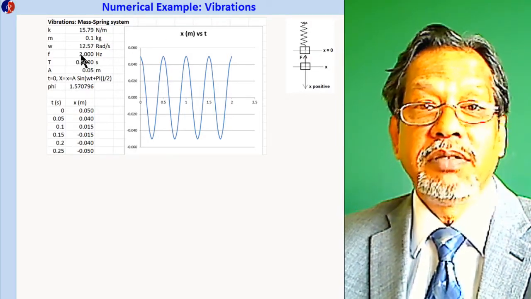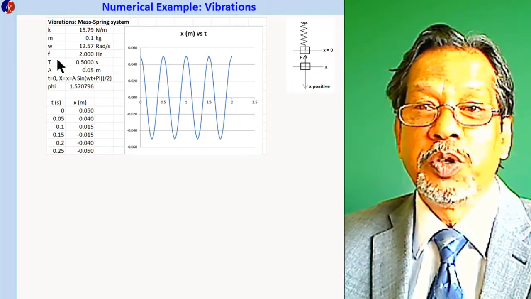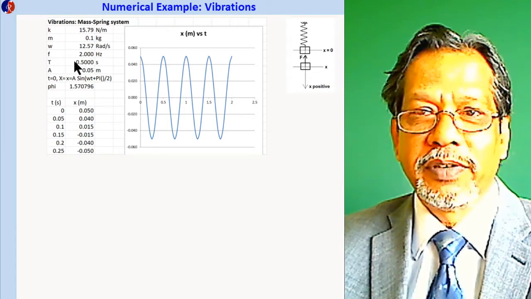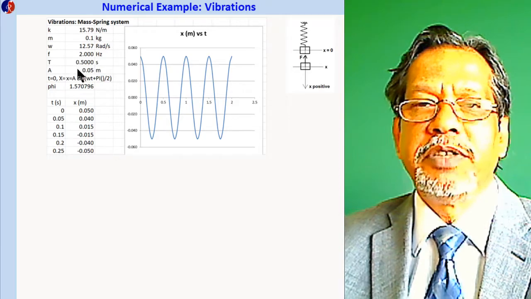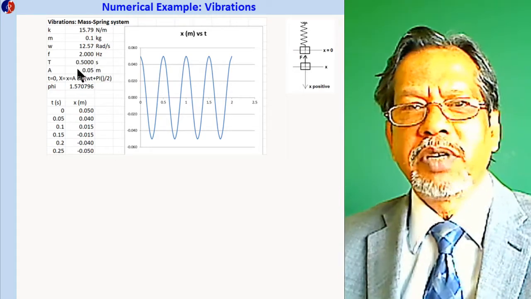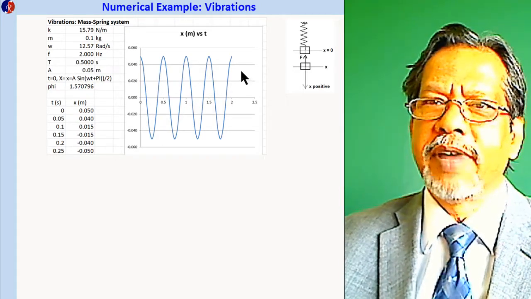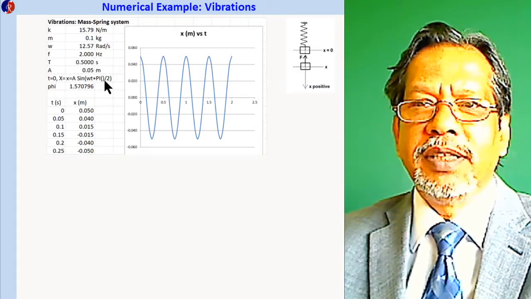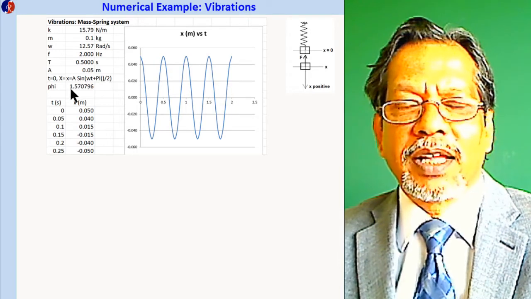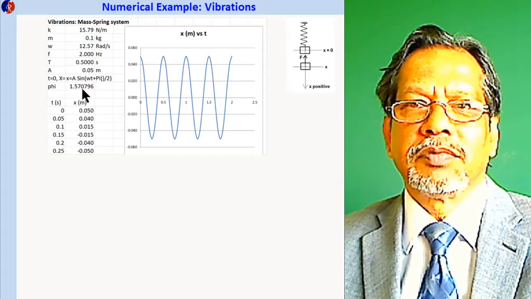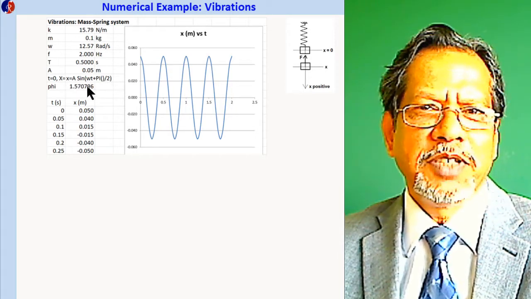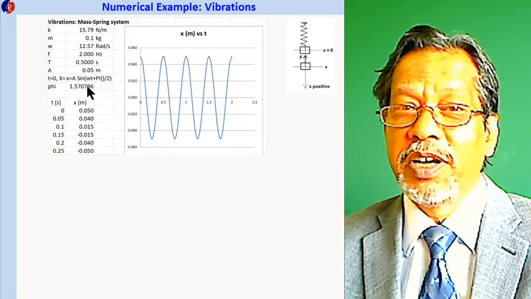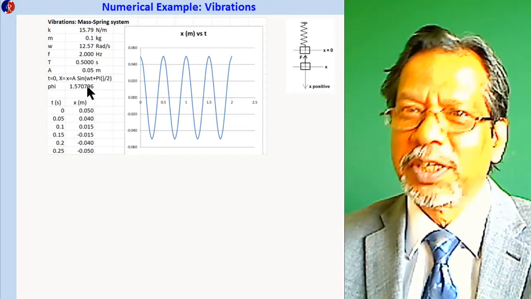Calculate the frequency, omega divided by 2 pi. Time period, 1 over f. Amplitude is how much displacement you're giving. Let's say we're giving 5 centimeters, 0.05. At time 0, plug in the values, calculate the phi. This number is important. What is it in terms of radians? Let them think about it.